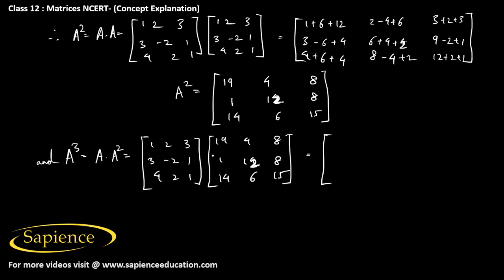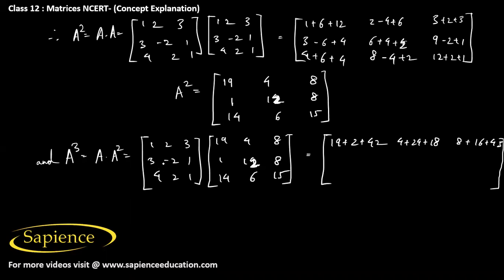So this will be equal to, we have to take the product of first row and the first column here. So this will be 19 plus 2 plus 14, 3 into 14, 42. And then we have to take the product of first row and second column. So this will be 4 plus 24 plus 3, 6, 18. And then first row and third column. So this will be 8 plus 2 is 16 plus 14, 15, 3 is 45. So then it will be this.